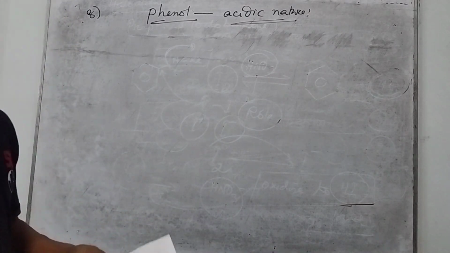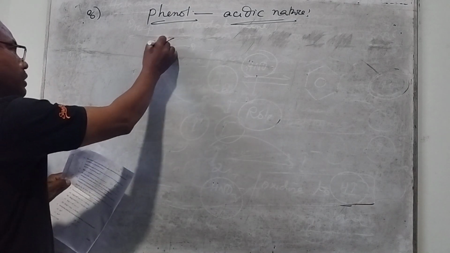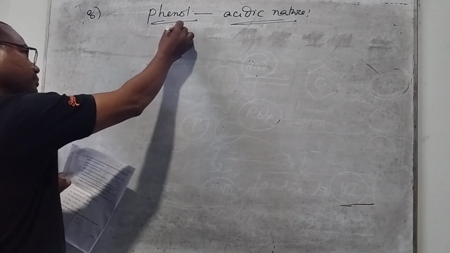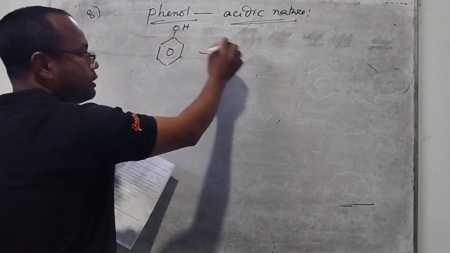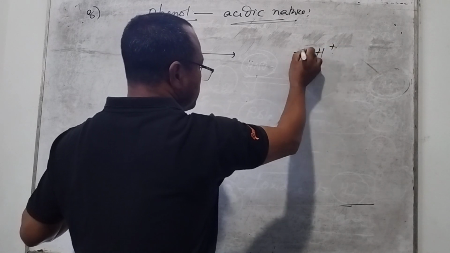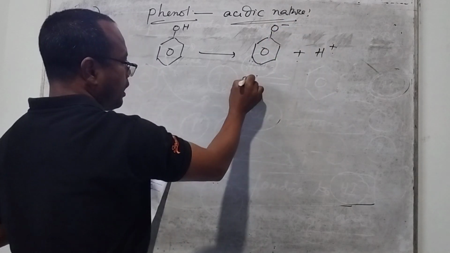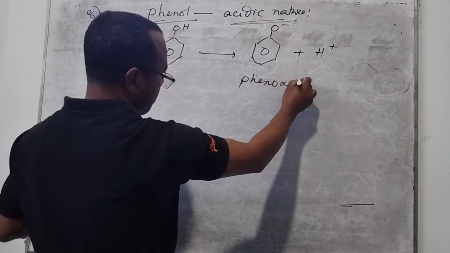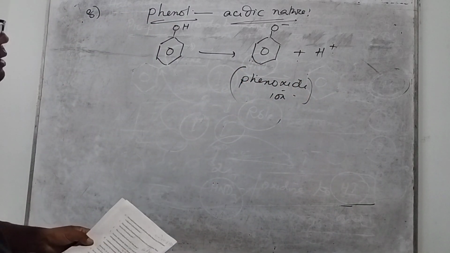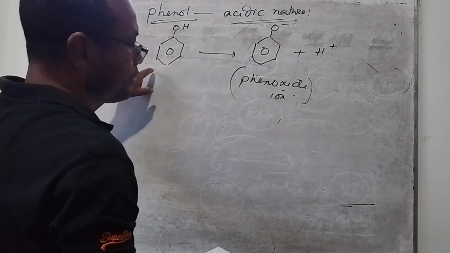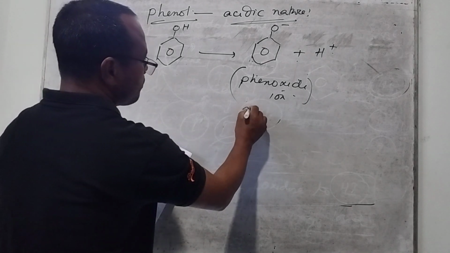Phenols are acidic in nature. How can we represent it? What is the structure of phenol? From the phenol, the hydrogen present here is liberated as H plus. So it forms the phenoxide ion. Comparing the stability of the phenoxide ion and phenol, the phenoxide ion is more stable than the phenol.